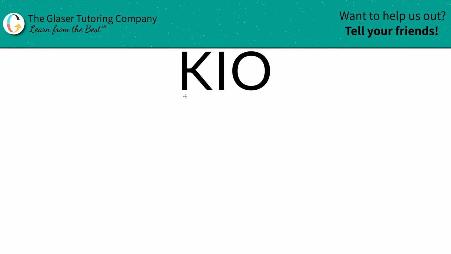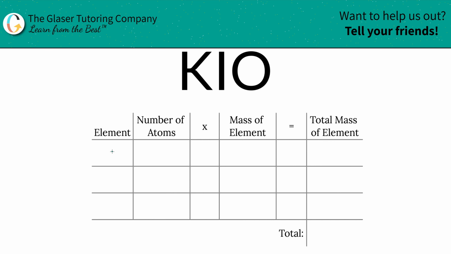So how do we find the mass percent of potassium, iodine, and oxygen in potassium hypoiodite? Well, you've come to the right place, my friend. First, we're going to find the total mass, and then finding the percentages is easy as pie. Pie. Bam. So the first step is to write the elements that we see in the compound.